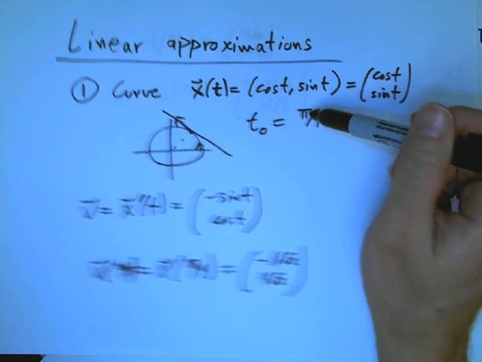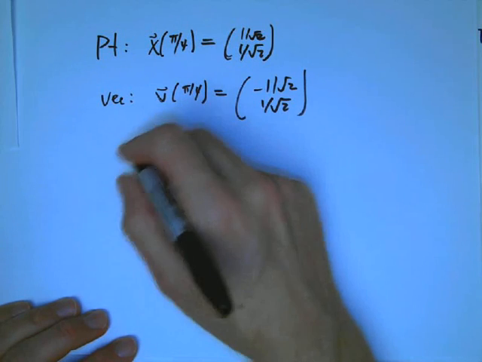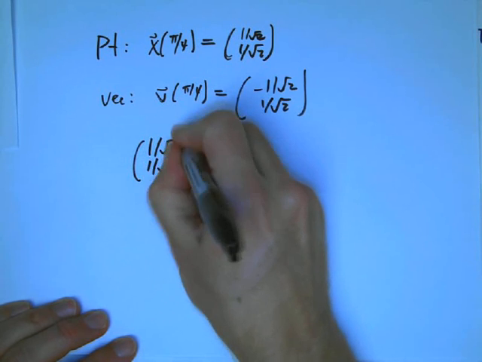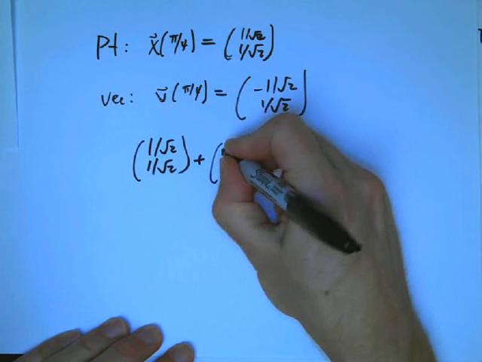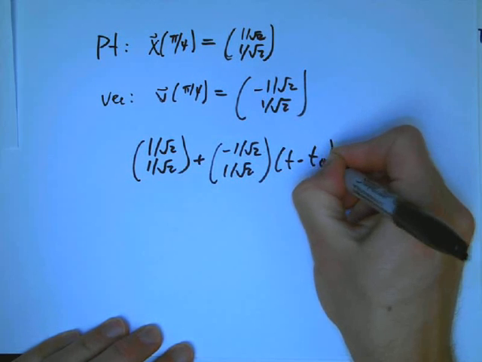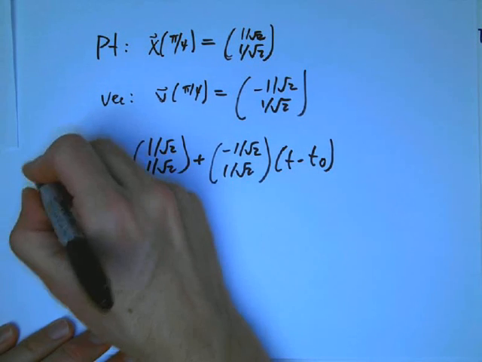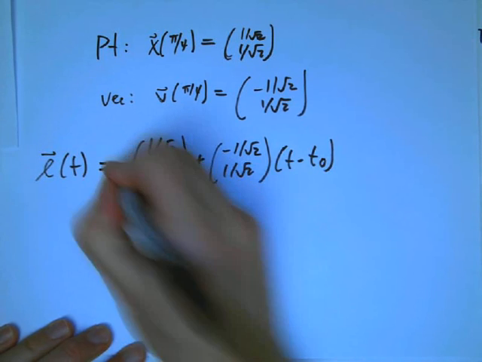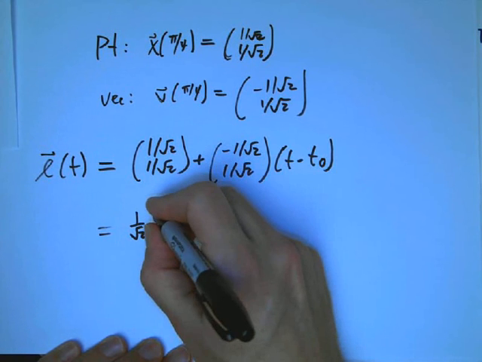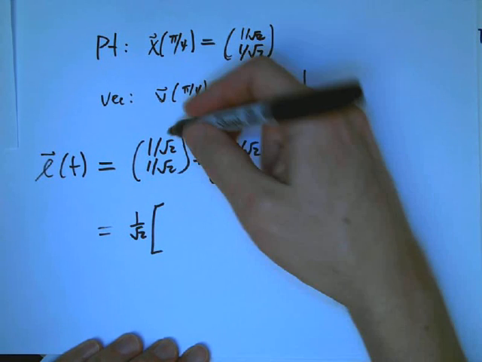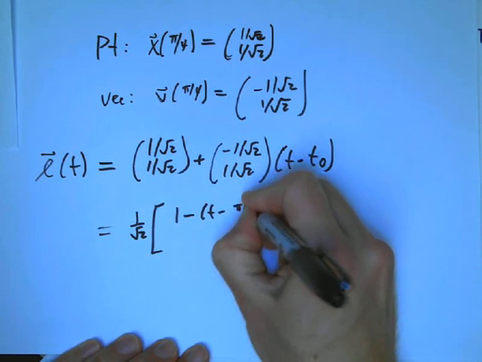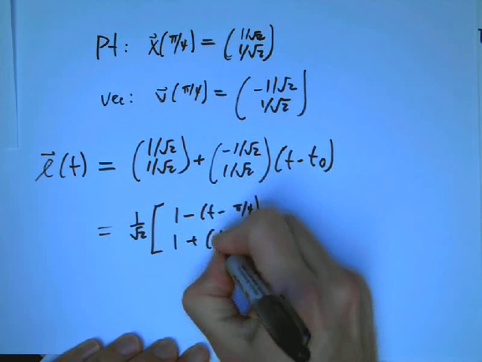What we're going to do is take our point plus the vector, and I'm not going to multiply it by t. I'm going to multiply it by t minus t naught. And so that's going to be our linear approximation as a function of t. If we write it out explicitly, I'm going to take a common factor of 1 over root 2 out of everything. And then I just get 1 minus, and t naught is pi over 4 here, and then 1 plus t minus pi over 4. And that's the vector.